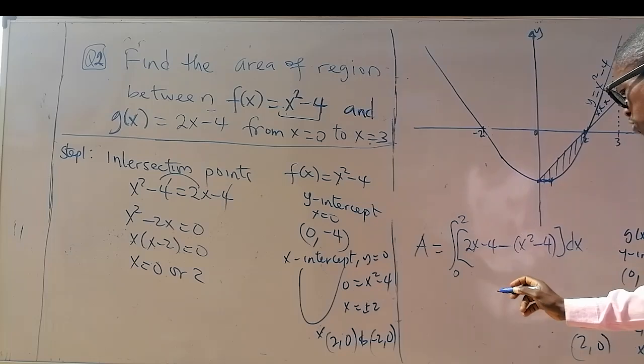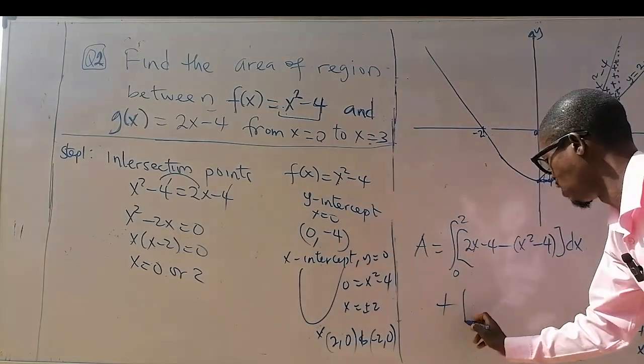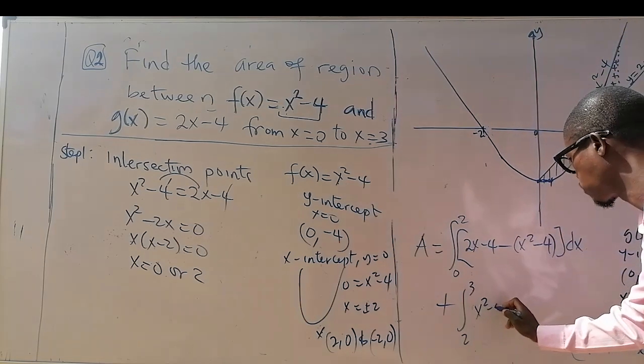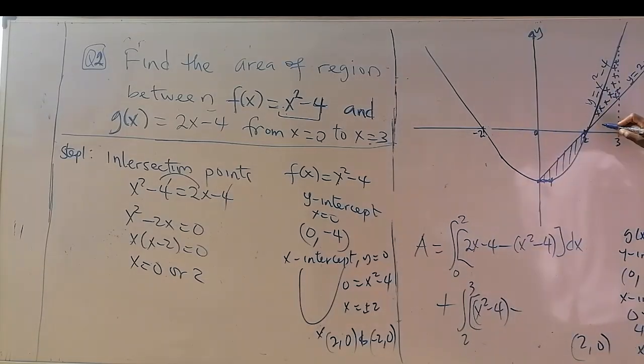The dx, plus, it doesn't stop there. Plus the integral from 2 to 3. What is the graph there? For the graph there, we have the open up graph, which is x squared minus 4, minus the one below that.